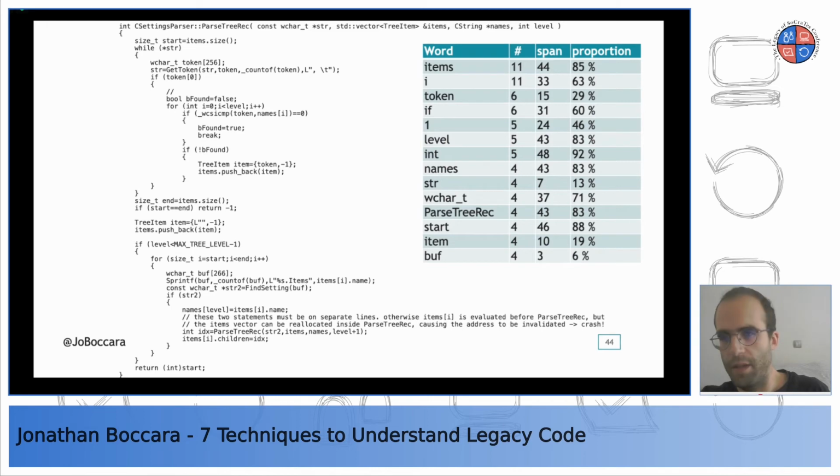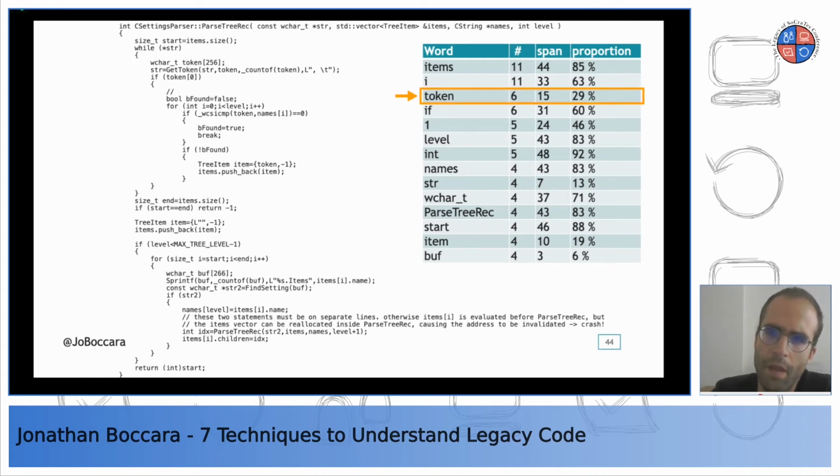Now, another pattern that we can see, I don't know if you see it, is one word that looks special in this table. It's token. It looks special because it's the third most frequent word, but at the same time, it has a very low proportion. If you see the proportion of the other ones, it's over 50, and this one is 29, which means that it's occurring frequently, but in a small span, which means that it's restricted to a scope.